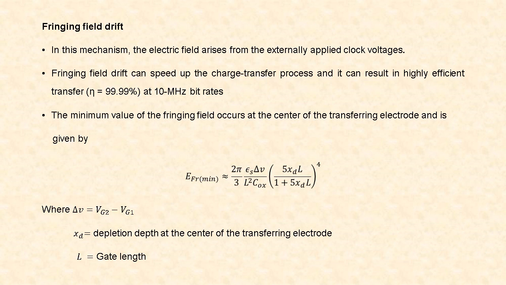Fringing field drift can speed up the charge transfer process, and it can also result in high efficiency, approximately 99.99% at 10 MHz bit rates.